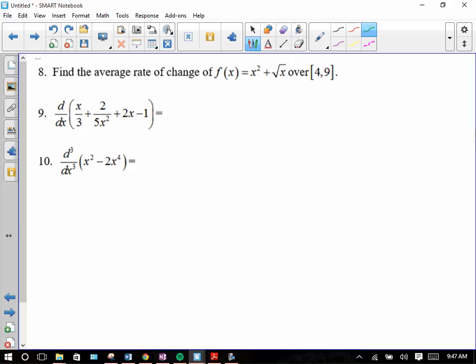Alright? So number 8 says find the average rate of change of f of x equals x squared plus x over the interval 4 to 9. When you hear average rate of change, the first thing you should be thinking of is what? Slope. Yes. So when you hear find the average rate of change, all you're doing is finding the slope between 2 points. That's why it's an average, because it's not at one point, it's over a couple of points.